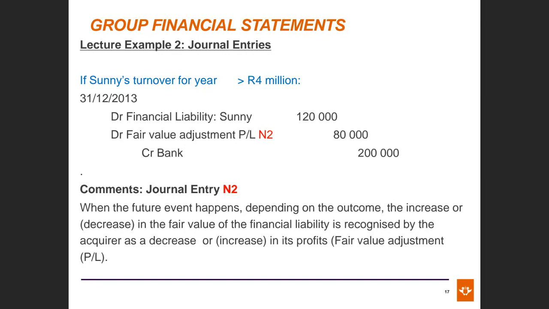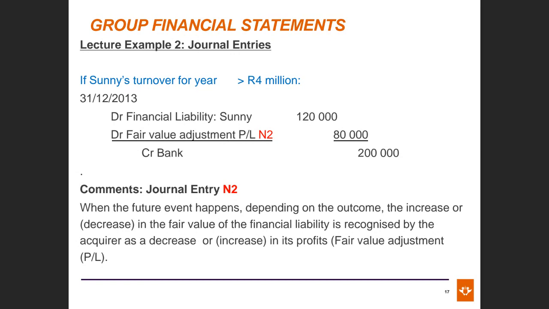So we're going to go debit financial liability 120,000 Rand, debit our fair value adjustment of 80,000 Rand, and credit bank. So this shows that when the future event has happened, there's going to be a change in the fair value of the financial liability. And this needs to be recognized by the acquirer. In this case here, there was a fair value adjustment of 80,000 Rand, which now brings the total amount up to 200,000, which is then going to be paid out. Okay, so I hope that answers your question on what happens on the 31st of December.